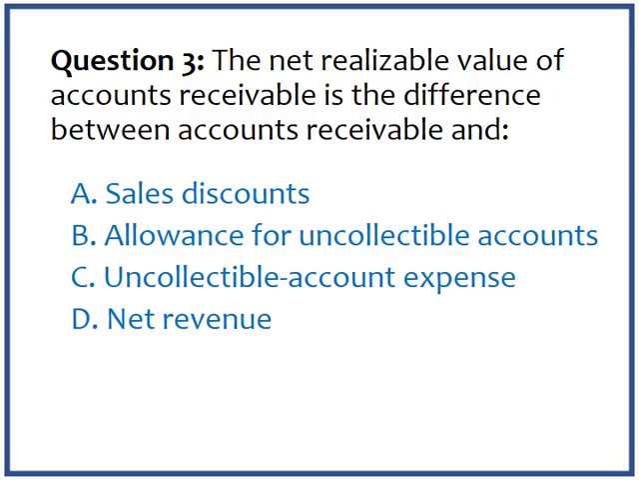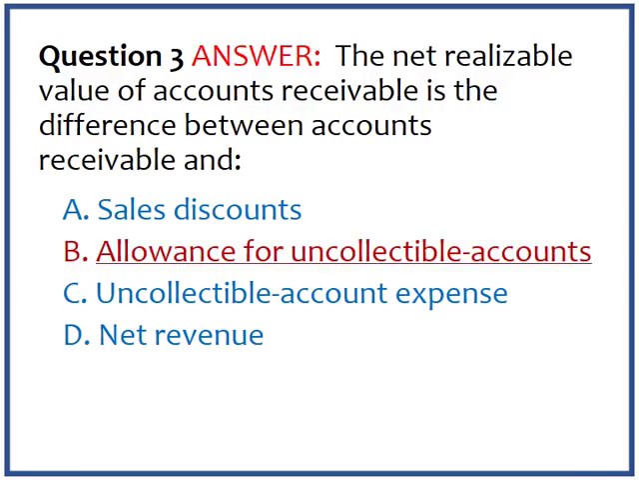The third question reads, the net realizable value of accounts receivable is the difference between accounts receivable and, the choices are sales discounts, allowance for uncollectible accounts, uncollectible account expense, or net revenue. The answer is allowance for uncollectible accounts. Remember that the formula for net realizable value is accounts receivable minus allowance for uncollectible accounts equals net realizable value.